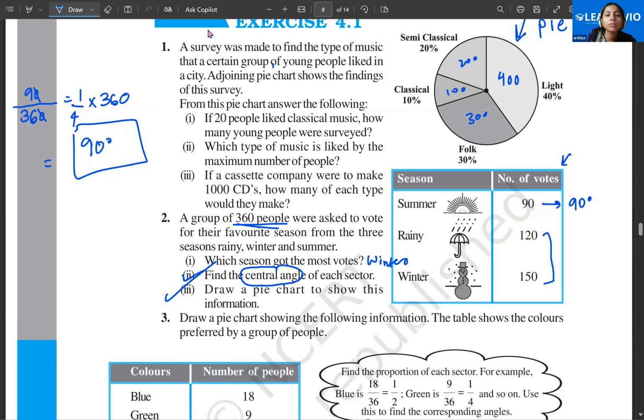Ma'am, it's all the same because the number is 360. So if the number is 360 in the exam, do we need to calculate it? You'll have to show the calculation. You'll have marks for that.